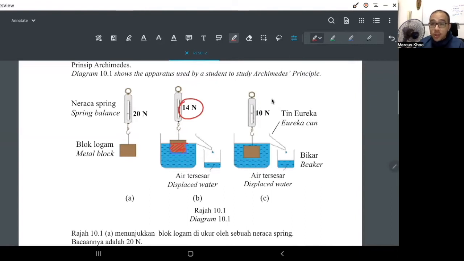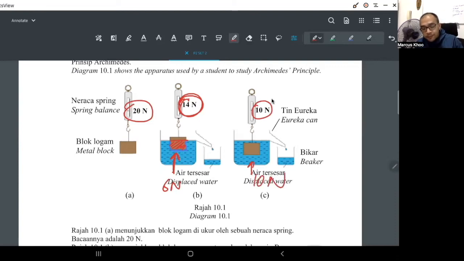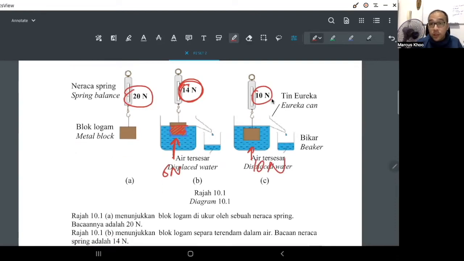Okay, so the question is, what is pushing this guy up until dia berkurang? Okay, obviously it's the buoyant force. And you notice here that this buoyant force is how much? It's 6 newtons because it has to balance out this 20 newtons. So the pushing up is 6 newtons, that's why 14 plus 6, you get 20. So if now the weight is 10 newtons, the buoyant force must be 10 newtons to get the balance of the 20 newtons.